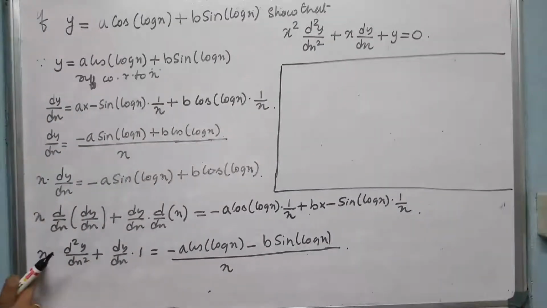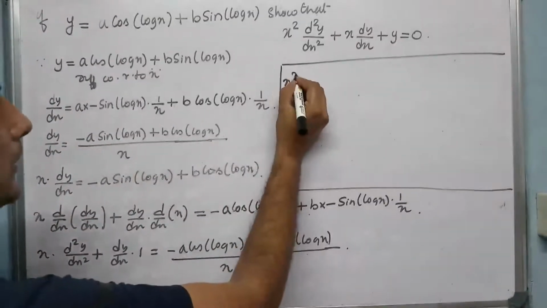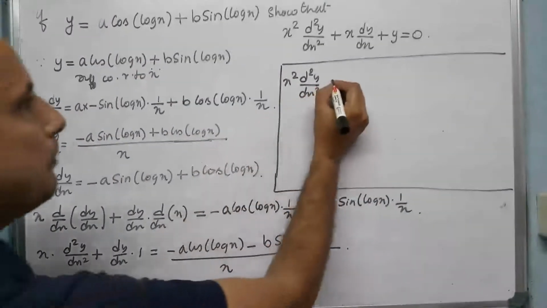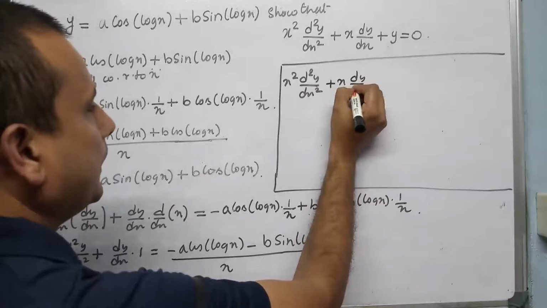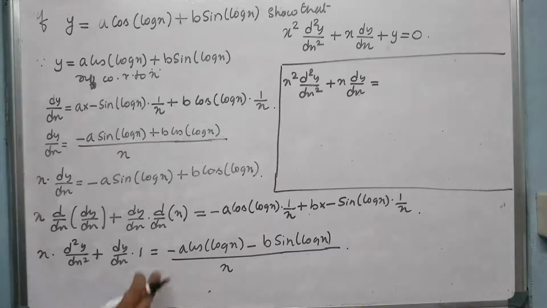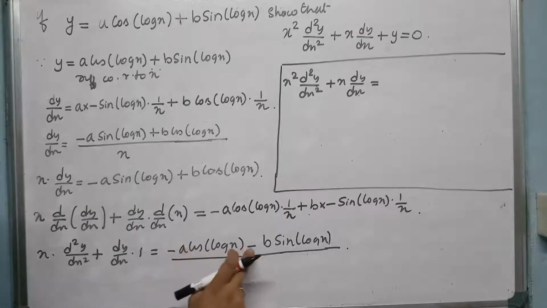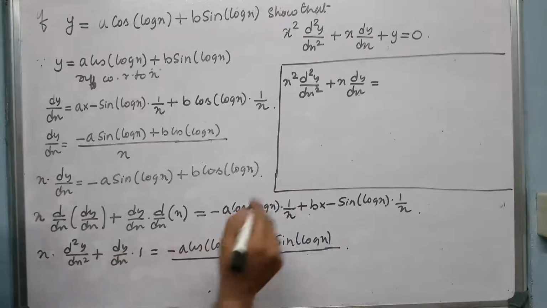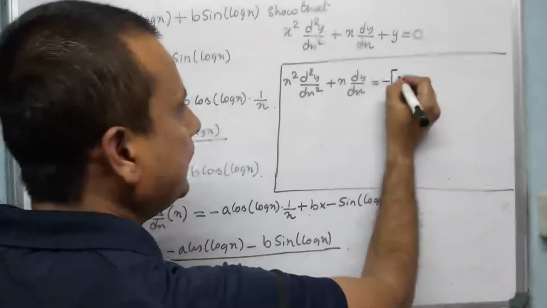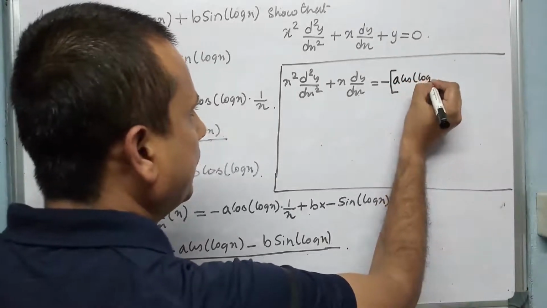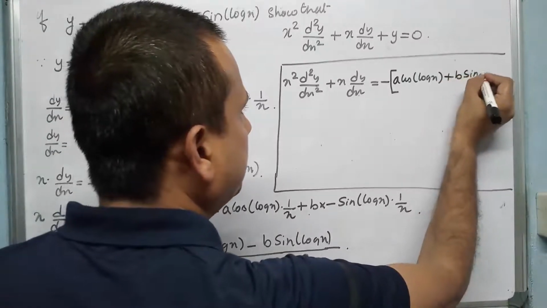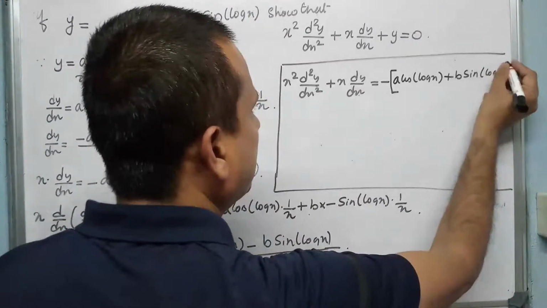Now then I'll cross multiply this quantity. It will be x square d2y by dx square plus x dy by dx equals to, now right hand side after the cross multiplication, we have minus a cos log x minus b sin log x. Now I'll take minus common from the right hand side. If I take minus common, this one will be a cos of log x plus b sin of log x.